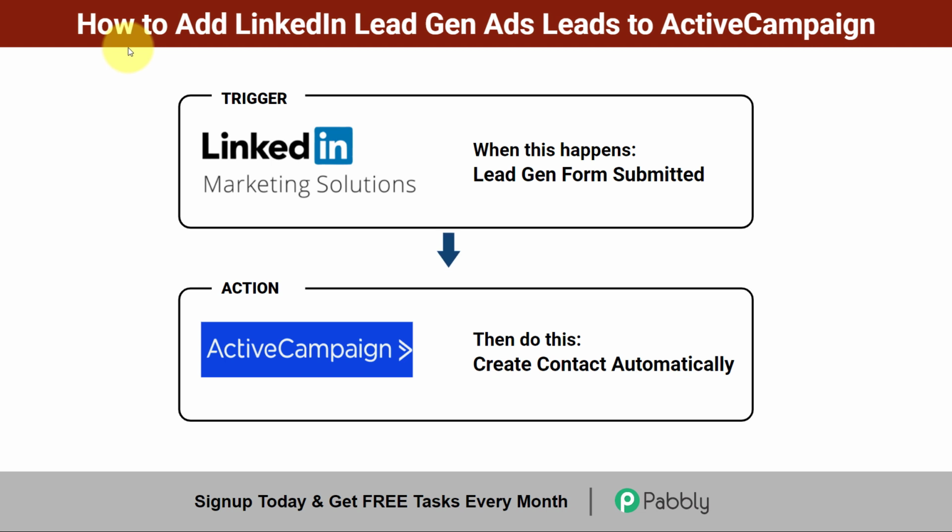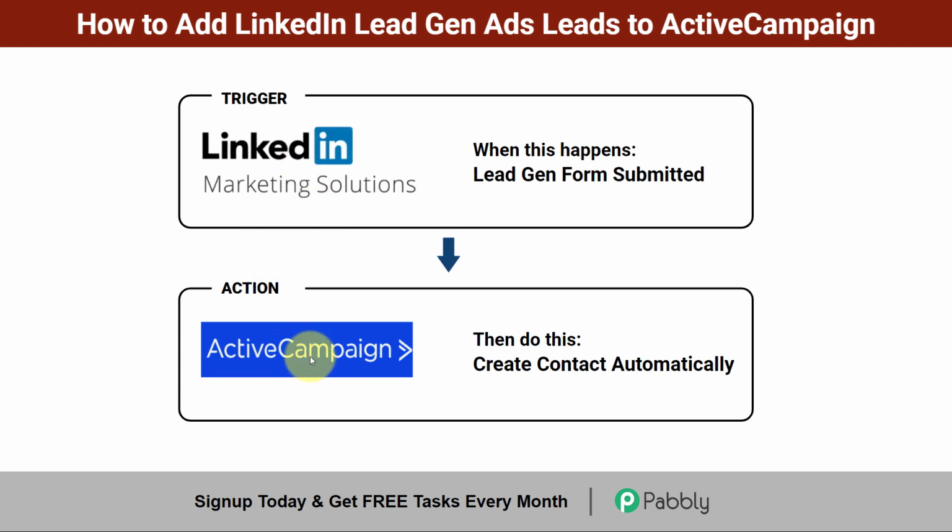In this video, we will learn how to add LinkedIn lead generation ads leads to ActiveCampaign automatically. So assume that I'm running LinkedIn lead generation ads and I'm collecting the leads via LinkedIn lead generation form, and I want whenever the lead generation form is submitted, it should automatically create a contact here in ActiveCampaign email marketing software. And for that, I'm going to set an automation in between these two applications.